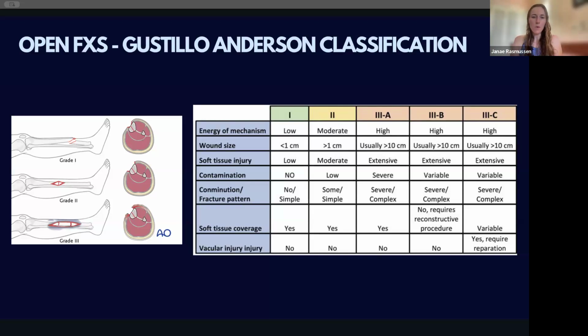And this is where you start to see a lot more soft tissue injury. And you also see a little bit more contamination, or at least a higher risk of that. Now we get into our type 3s. And within our type 3s, we have type A, B, and C. In your type 3s, these are typically wounds that are greater than 10 centimeters. And these are ones that are going to have much more soft tissue injury, much more contamination.